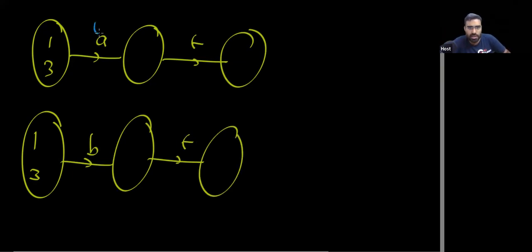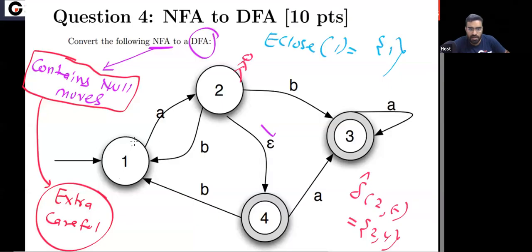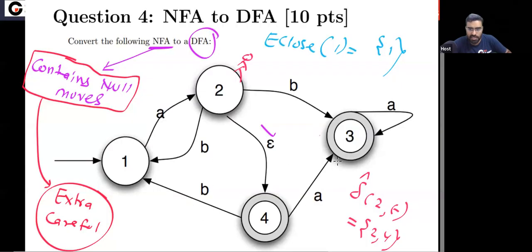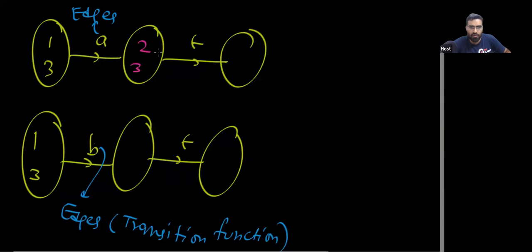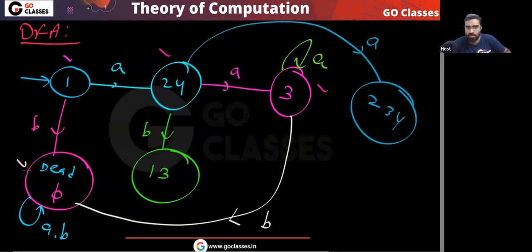This state 1, just look at the edges, which means only look at the transition function. So state 1 on A is going to 2. State 3 on A is going to 3. Now where are they going for free? 2 is going for free to 2, 4, and 3 is going for free to 3. So from this state you are getting 2, 3, 4. On symbol A, you are going to 2, 3, 4.